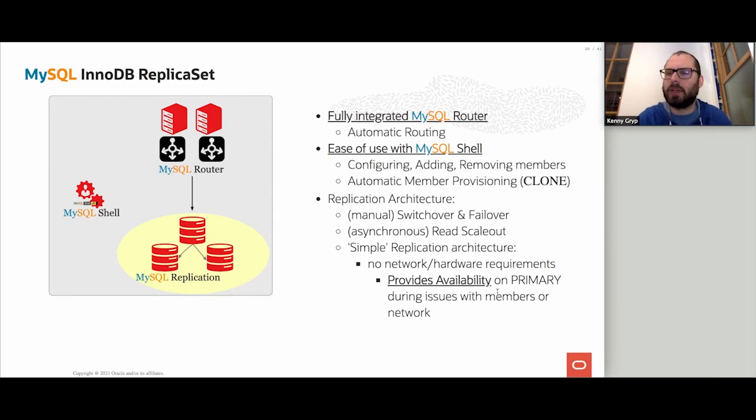I'll show you a little bit later what the differences are and when to choose what. And therefore, we built InnoDB ReplicaSet to have the same way of using Shell to add and remove members, to have the router routing automatically, because without ReplicaSet before that, you had to manually configure every router to say where the members are located, where the primary is, and so on. And to leverage clone, of course, integrating InnoDB's clone to provision members.